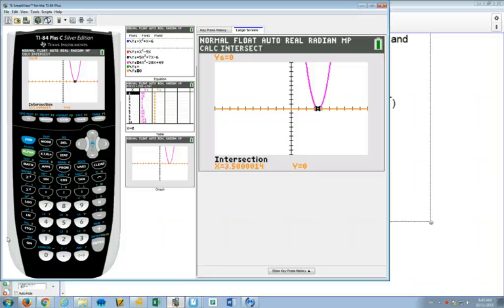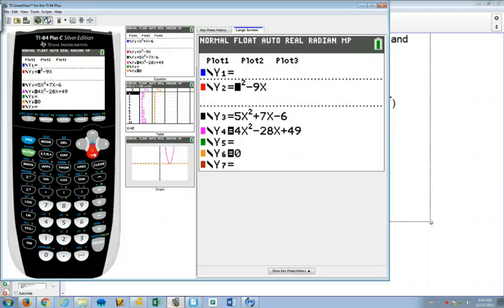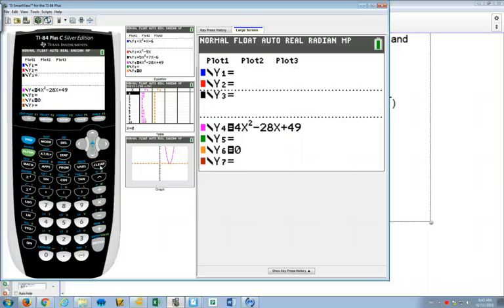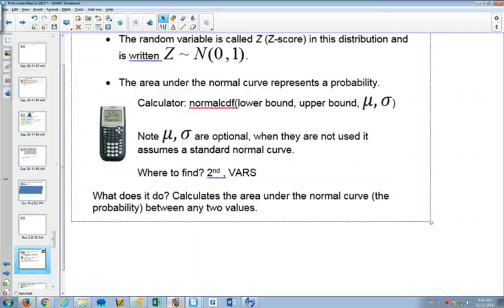I'm going to clear out the stuff that I have on here. Ooh, do I have stuff? All right.